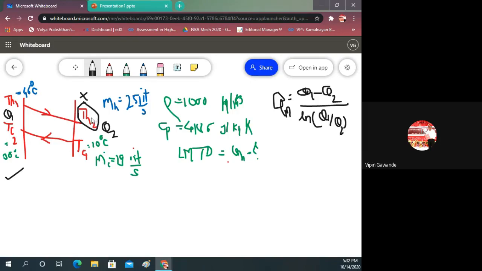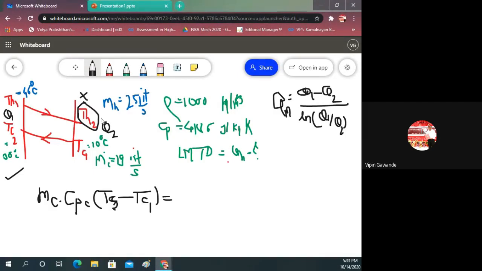This value comes from the heat balance equation. So what is the heat balance equation? This is MC, CPC. Now this is the cold fluid. So what is the temperature difference? TC2 minus TC1, not TC1 minus TC2. Be careful about the temperature difference. So this is TC2 minus TC1. This is for the cold fluid.